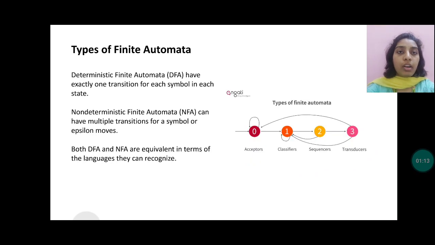There are two types of finite automata, DFA and NFA. They are deterministic and non-deterministic. You can have multiple transitions for a symbol or epsilon moves. Both of them are equivalent in terms of the languages they can recognize.